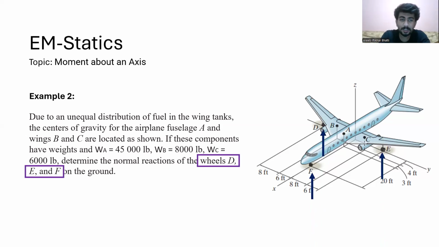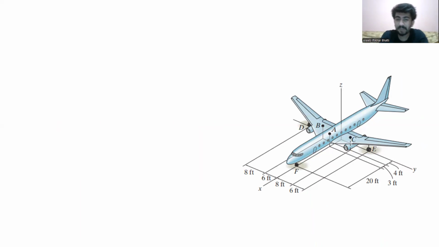You see, we are given weight at point A, which is about 45,000 pounds, weight at point B is about 8,000 pounds, and weight at point C is about 6,000 pounds. And you see, these weights are acting vertically downward. So let's apply moment about the x-axis.